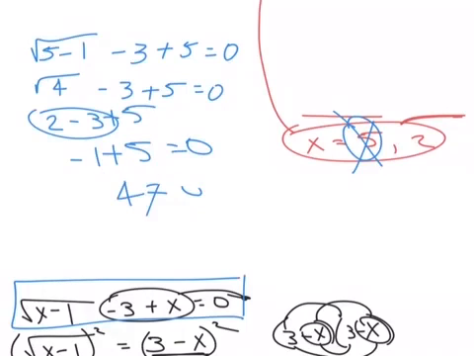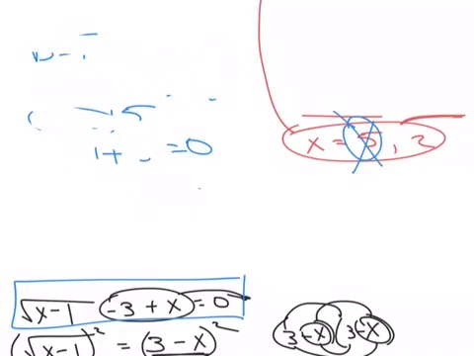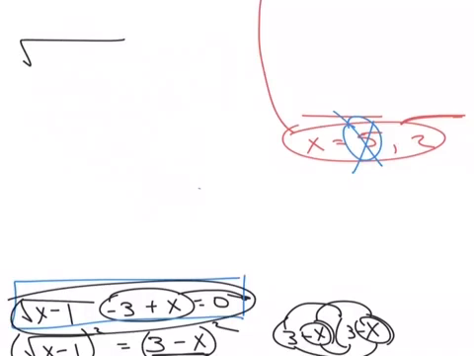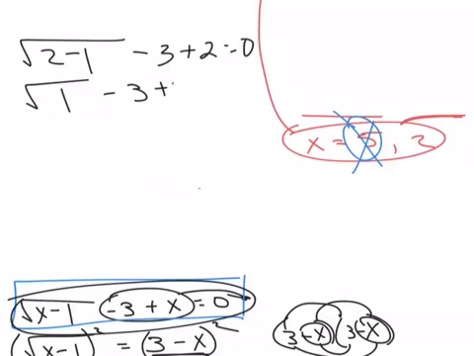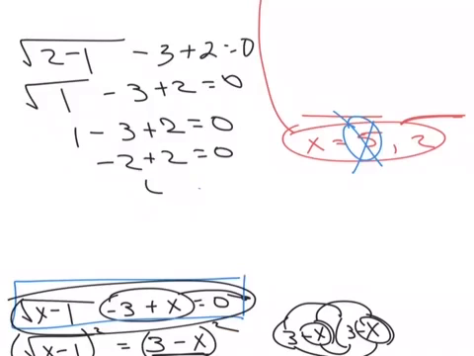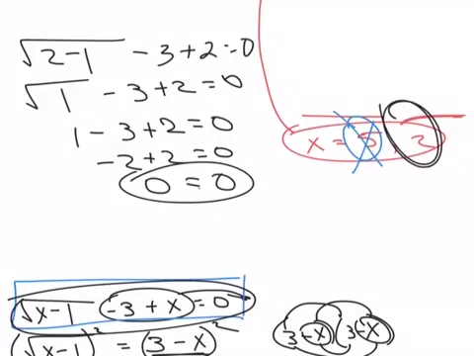Alright? So let's go up and do the exact same thing, and let's use our 2. So again, we're using this equation down here. So I have the square root of x minus 1, 2 minus 1 minus 3 plus x, again 2, and that gives me the square root of 1, which is 1. 1 minus 3 is negative 2. 0 equals 0. That is a true statement. So therefore, our 2 works. Our 5 did not work, but our 2 did work. Okay, so just something to remember there.